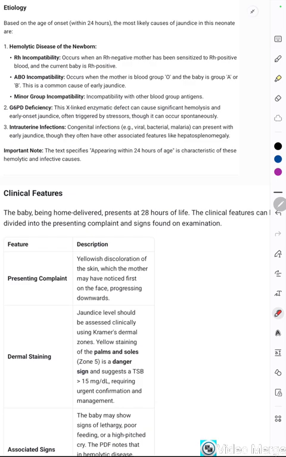Then conjugated hyperbilirubinemia is seen in cases of obstruction. That can be either extrahepatic obstruction or intrahepatic obstruction. Extrahepatic obstruction is seen in extrahepatic biliary atresia, which is the most common cause of liver transplant in neonates. While the intrahepatic obstruction is seen in Caroli syndrome or Alagille syndrome. The non-obstructive causes will be viral hepatitis, galactosemia, fructose disorders, or alpha-1 antitrypsin deficiency.